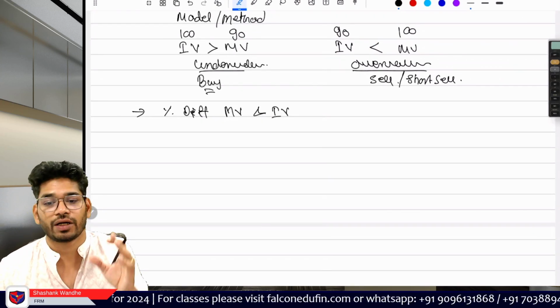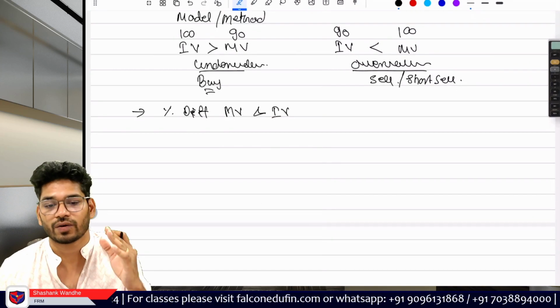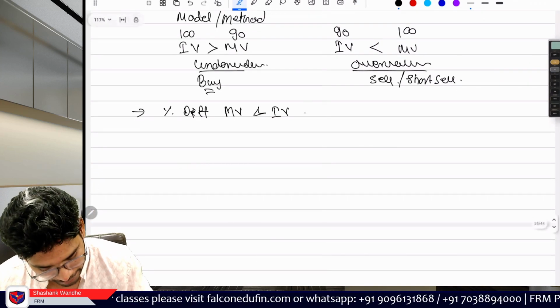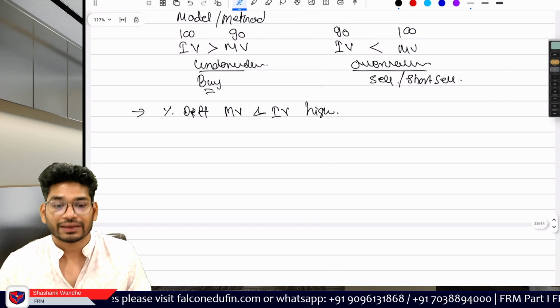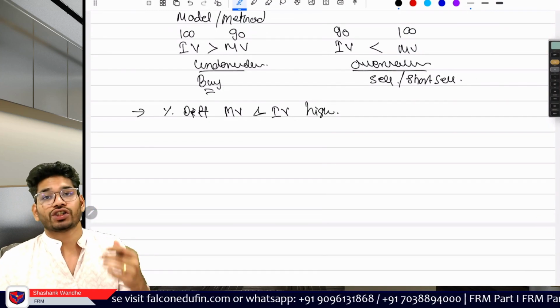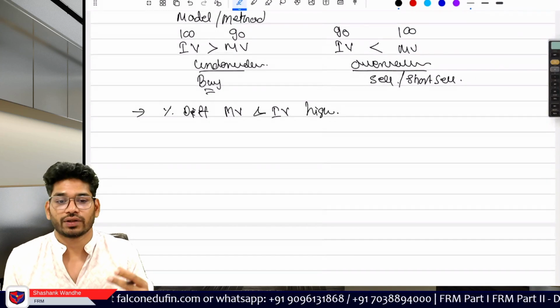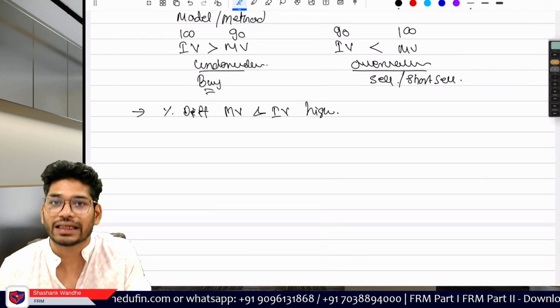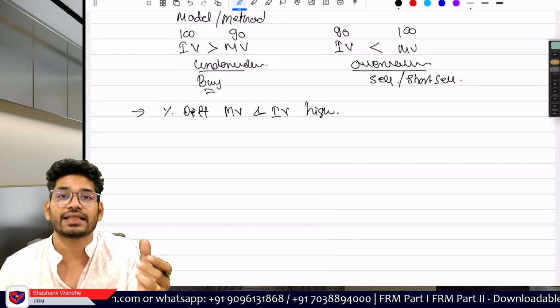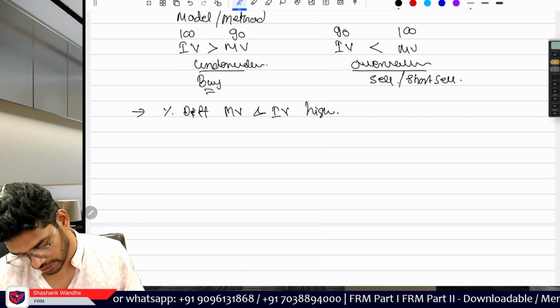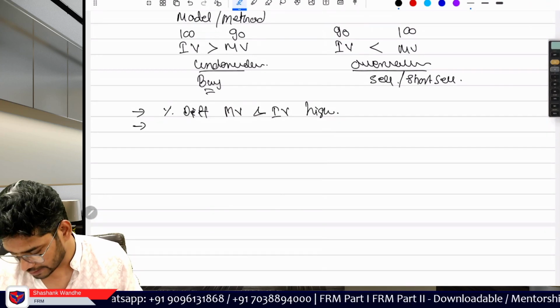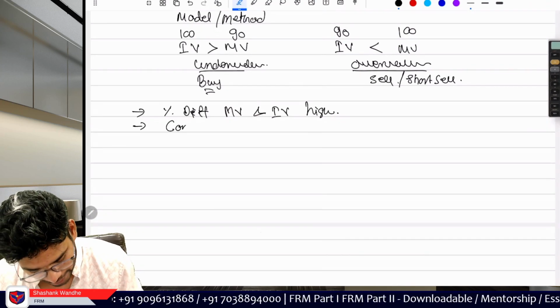If the percentage difference between the market value and the intrinsic value is high, then this will create additional motivation for the purchase. So the investor will be more likely to take a position if the difference is high. This is the percentage difference. Next is the confidence on valuation.